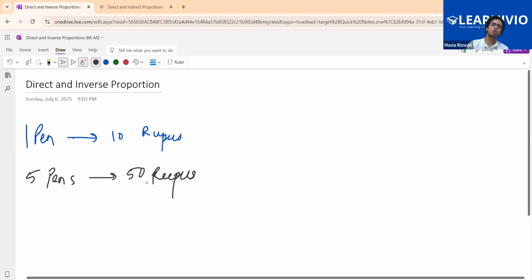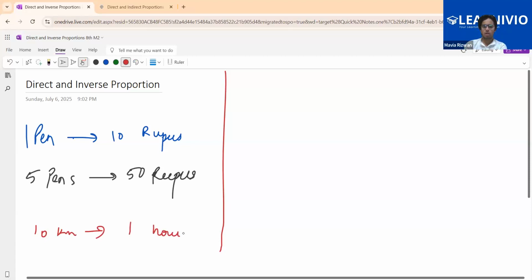When I increase one thing, the other also increases. There are various examples of it. Let's say I have to travel 10 kilometers, and 10 kilometers takes 1 hour. If I have to travel 20 kilometers, it is going to take 2 hours. The time would increase. This is all direct proportion. If I decrease it to 5 kilometers, half an hour will be taken. If I'm increasing one quantity, the other is increasing. If I'm decreasing one quantity, the other is decreasing.